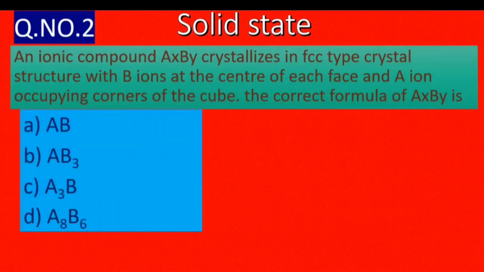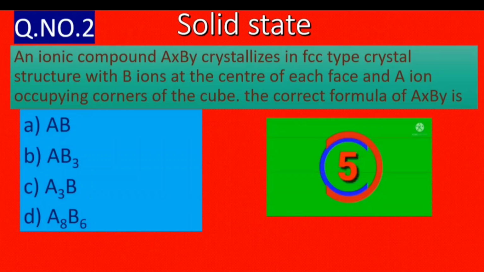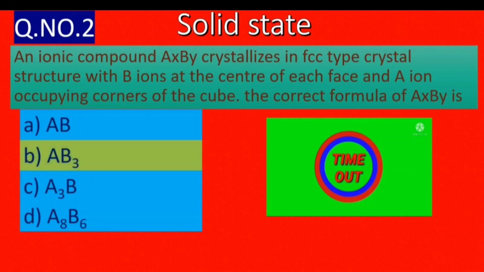Question number 2. An ionic compound AXBY crystallizes in FCC type crystal structure with B ions at the center of each face and A ion occupying corners of the cube. The correct formula of AXBY is. Option B, AB3.